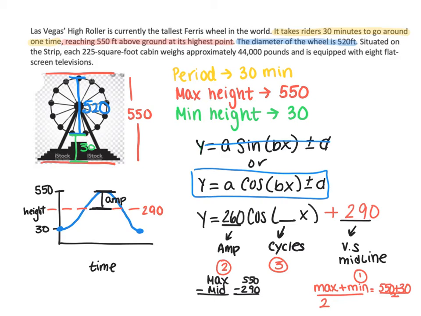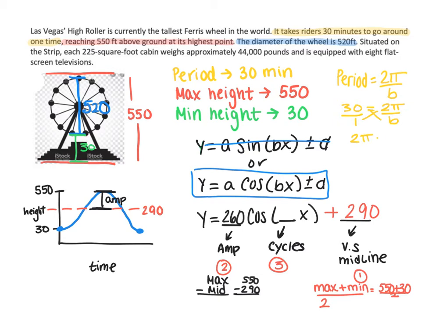And then the last thing that you need to find is the value of B, which will be your cycles. So if you remember from the previous videos, we need to use the period. So I'm going to put that on the top over here. So period equals 2 pi over B, where B is the number of cycles. We know the period is 30 minutes, so I can go ahead and put 30 in for the period and solve for B. And remember, to solve for B, we cross multiply.